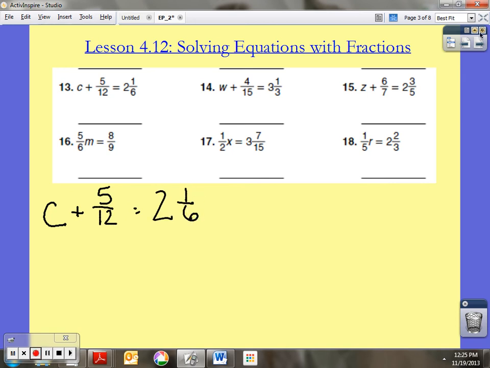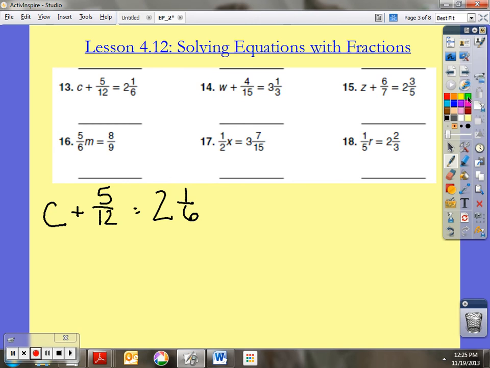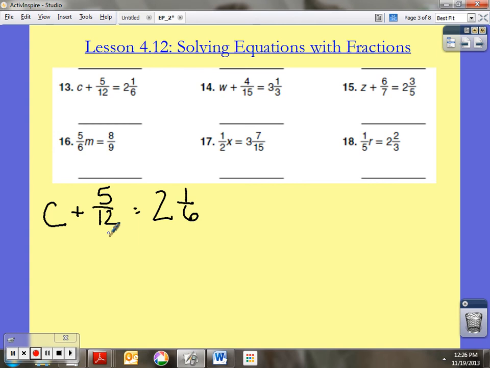Now, first thing I notice, even before I begin to put things on one side of the equation or the other, I notice that the denominators are different. I could deal with that once I get everything on one side. I could do it beforehand, whatever you're comfortable with. I want to get rid of that 5/12 because I want to isolate this variable, so I'm going to get rid of 5/12 by doing the inverse of addition, which is subtraction. So I'm going to write minus 5/12 over here.